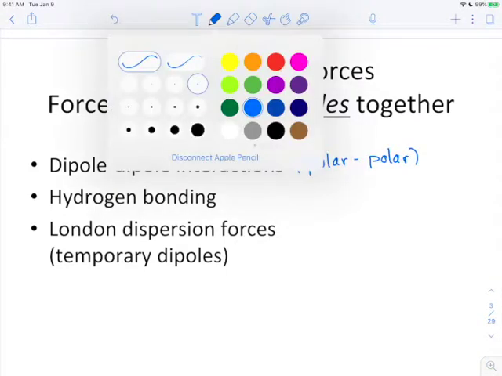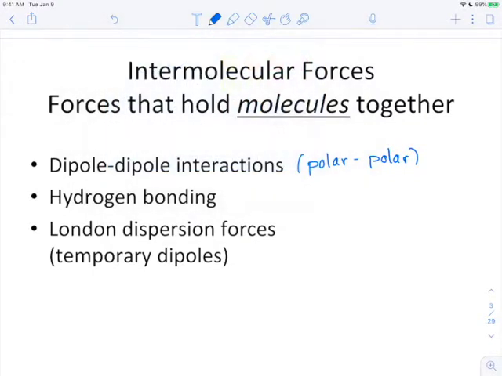And when I say polar-polar, I'm not just thinking about food, pizza. I'm thinking about 2 molecules, both of them being polar. That's what we mean by dipole-dipole.